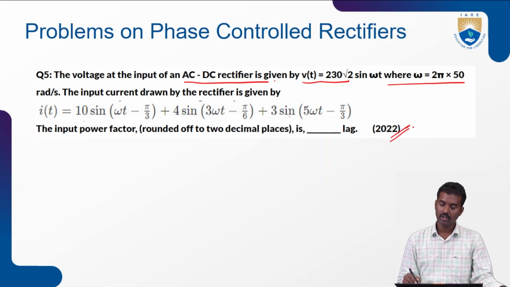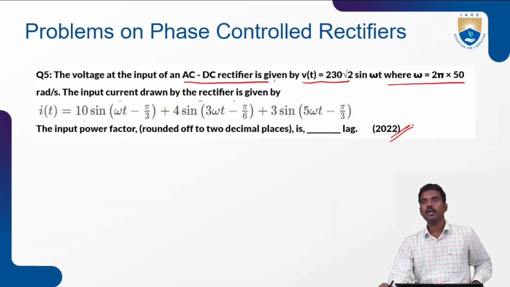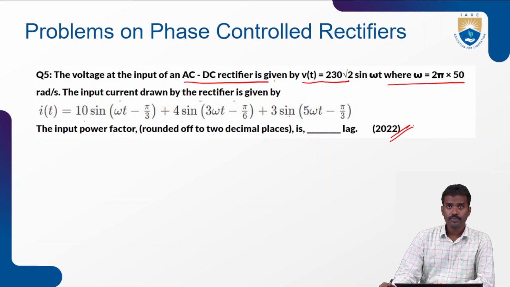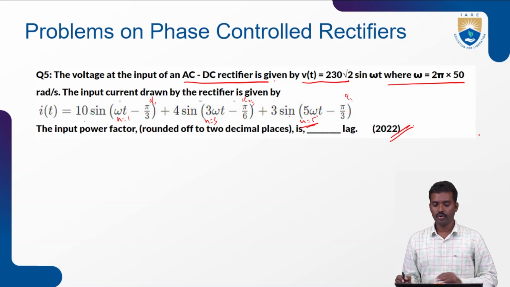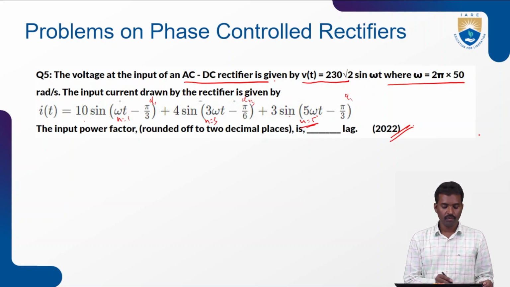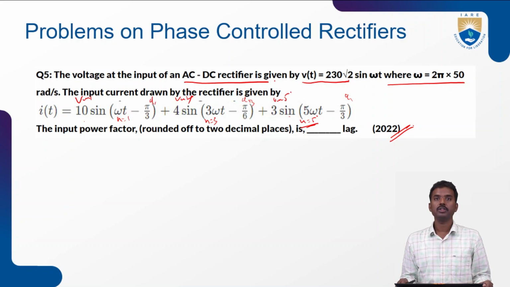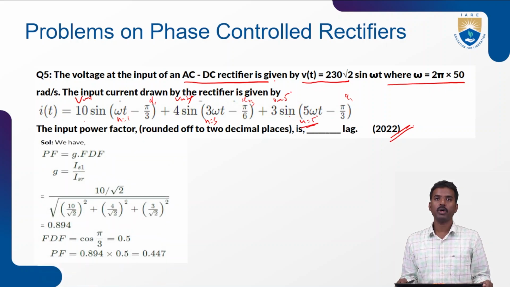It was asked in 2022 GATE. Now here, the first fundamental component is n equals 1, then n equals 3 and n equals 5, so I1, I3 and I5. Now here Vm1, Vm2, Vm3, sorry, Vm5. Now the input power factor formula.